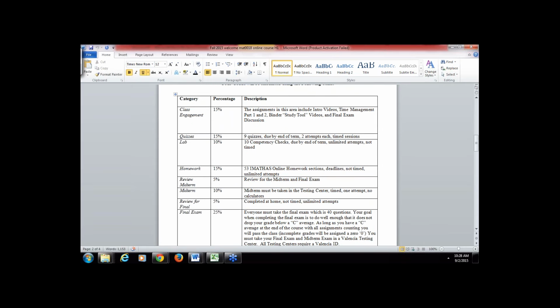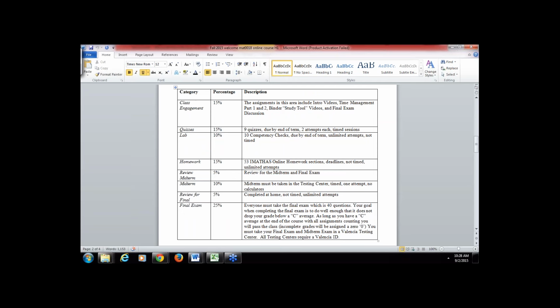And let's talk about grades. This is the most important part. I want to make sure you guys understand it completely. There's several components to your grade, and it's broken up pretty fairly, I would say. Class engagement is about 15% of your grade.